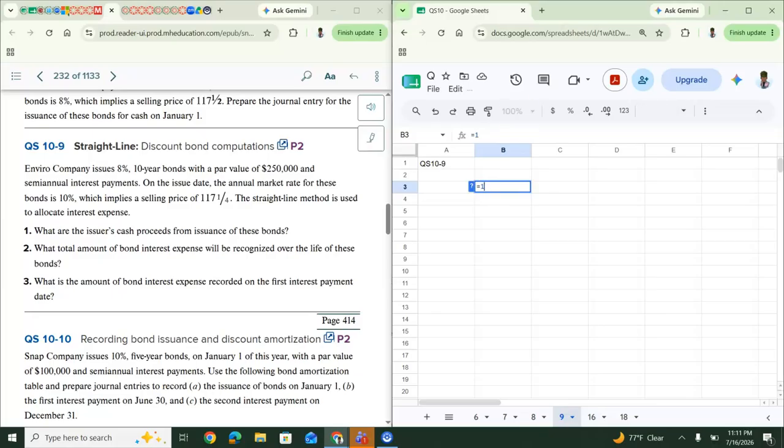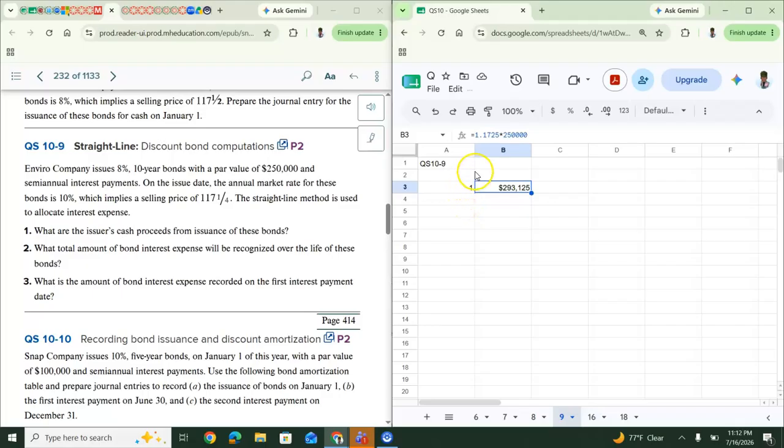equals 1 point. It's point, not comma. 1, 7, and then a quarter would be 25. So we'll put in 1.1725, and we'll multiply that by the par value. For this example, the par value is $250,000. And we'll go ahead and press enter. And to make this clearer, I would just go ahead and convert that to dollar amounts, and then I take out the extra cents. And 293,125.